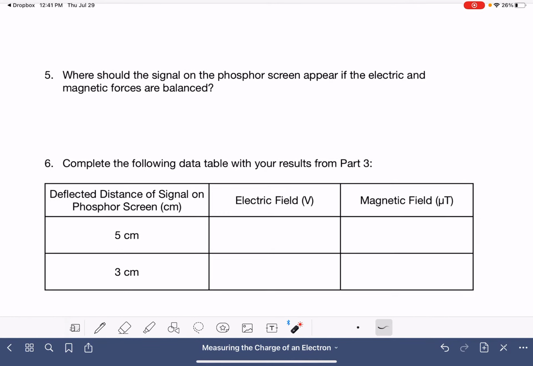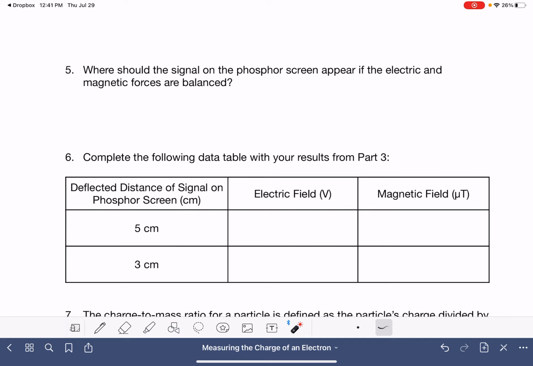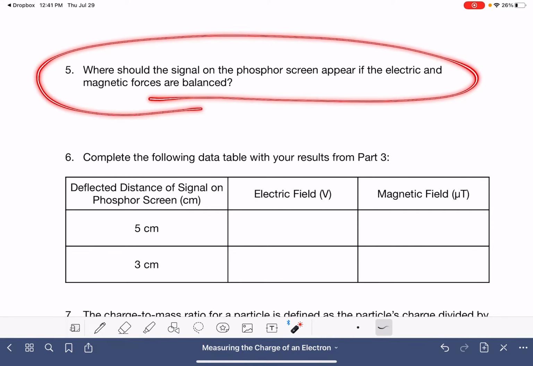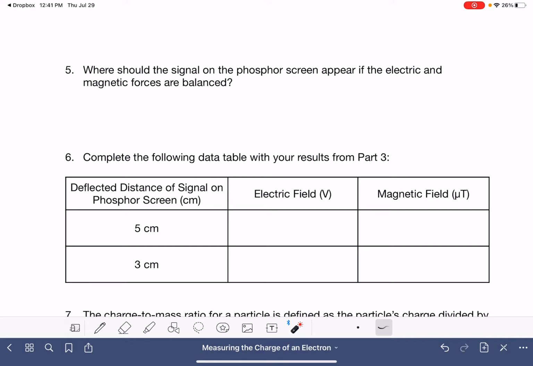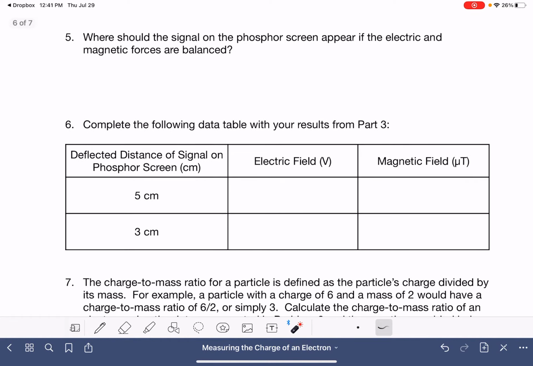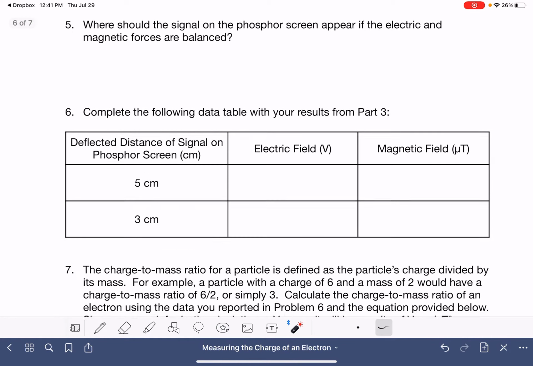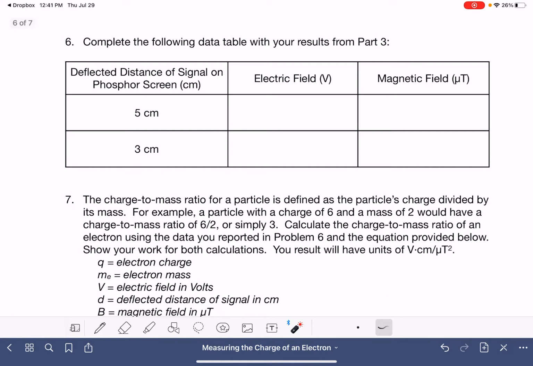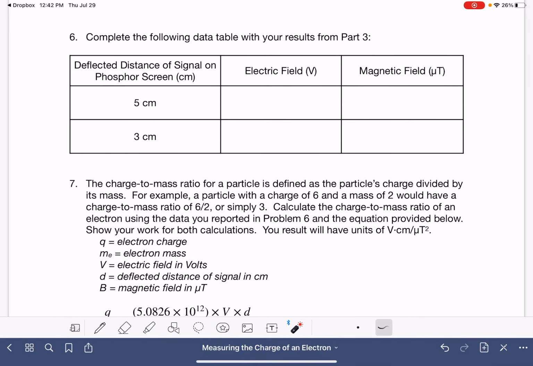And then question number 5, also, as you do the experiment, you'll be able to answer this question based on the different steps that you're taking in the procedure. Where should the signal be when the electric and magnetic forces are balanced with each other? So for question 6, this is data that you'll be collecting in the experiment. So you'll be entering numbers into these 4 boxes right here based on your data. No calculations for question number 6. This is just you reporting your data.